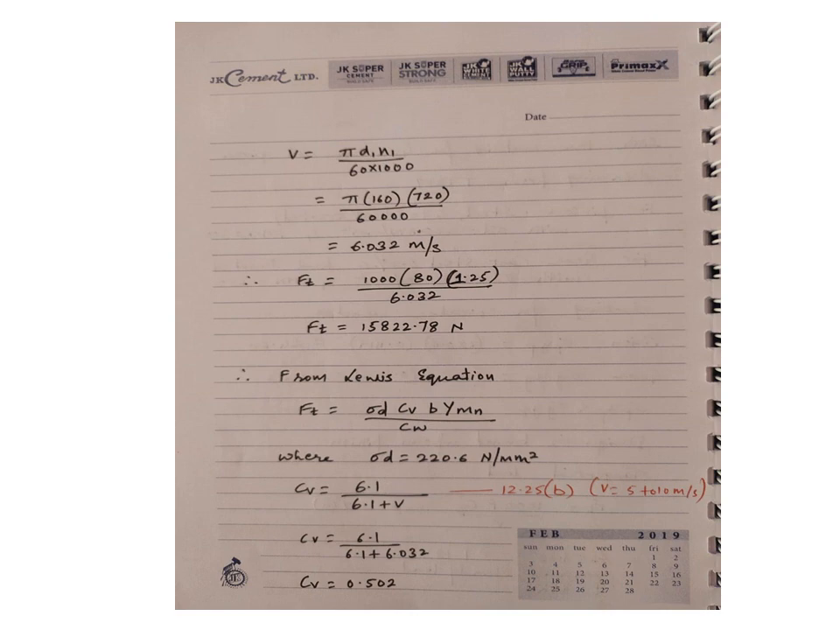Since V is 6.032, we have to select this value, that is Cv equal to 6.1 divided by 6.1 plus V, that is a velocity factor. Now substituting the velocity V equal to 6.032, we are getting Cv equal to 0.502. Okay, Cv is a velocity factor, whereas b is the face width. Capital Y is nothing but the product of pi into y, where y is the Lewis form factor, whereas mn is the normal module which we need to calculate, and Cw is the wear factor.